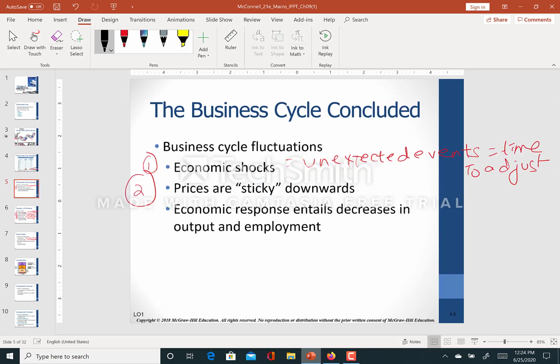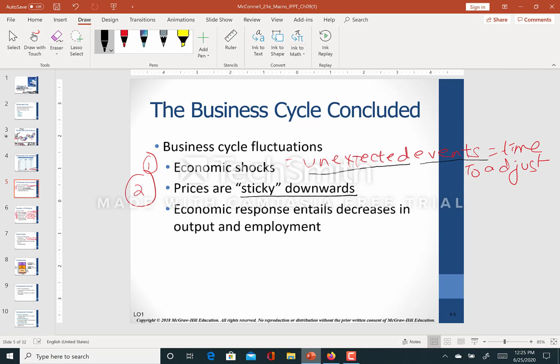Now we look at causes of business cycles. The number one cause is economic shocks, and these are definitely unexpected events. One of those is COVID-19 that we are seeing these days. And we need time to adjust to these unexpected events, and this leads to fluctuations. That means expansions and recessions. The second cause is prices are sticky downwards.